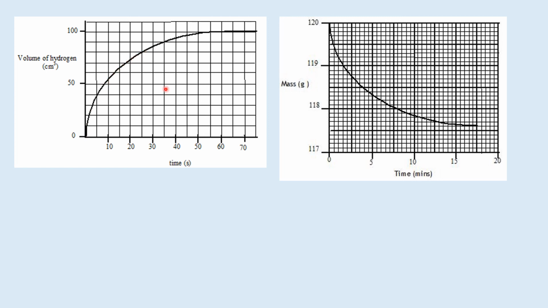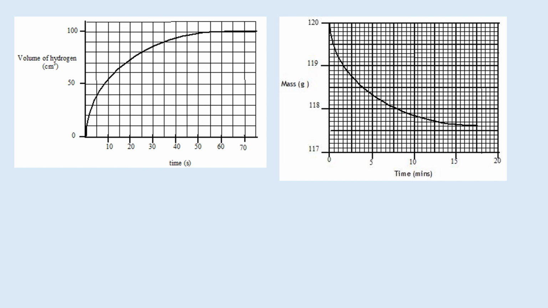Two possible ways of calculating rate. You're either calculating the average rate, so if they wanted the average rate over 50 seconds, for example, you would go volume, and for the sake of argument, let's say that's 100. So it will be 100 divided by 50, which will give an average rate of 2 centimetres cubed per second.